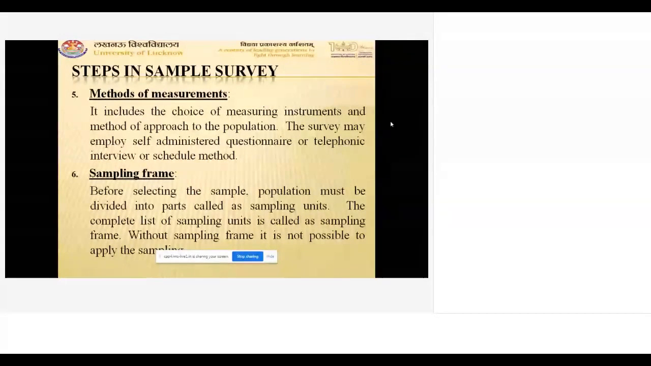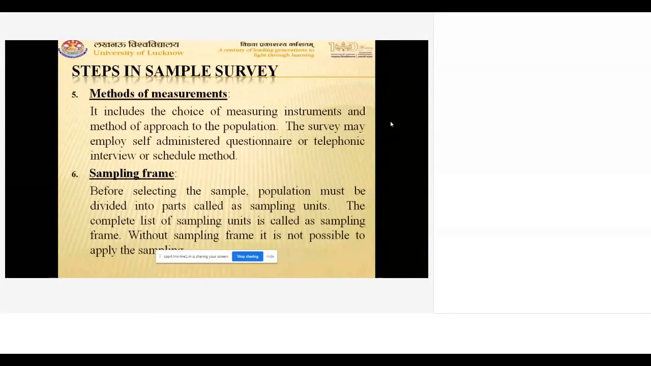If a person has some difficulty understanding the questions, then in the scheduled meeting we can express what we want to ask and what they can respond. That can be easily explained in the schedule method. So the schedule method is preferred over the questionnaire method or the telephonic interview method.